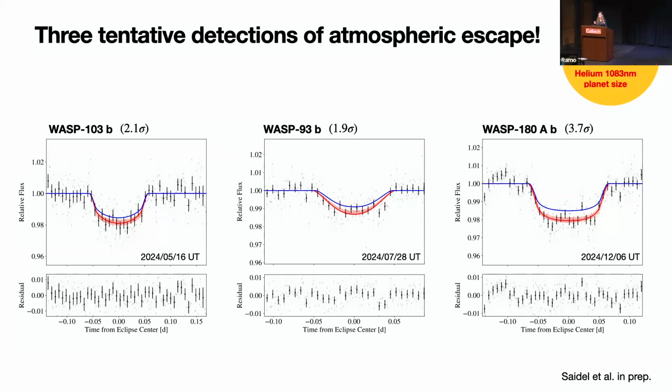The black data points are our binned data points. The blue line is the best fit model to the transits, but it's fixed to the transit depth of TESS, so it's like a reference line. And the red line is the best fit model to our data. And again, these are metastable helium transits. And so what we're seeing are, again, these tentative detections of excess absorption, a bit stronger for WASP-180, a bit weaker for the other 2 systems. That's still interesting because we're not seeing super strong outflows.